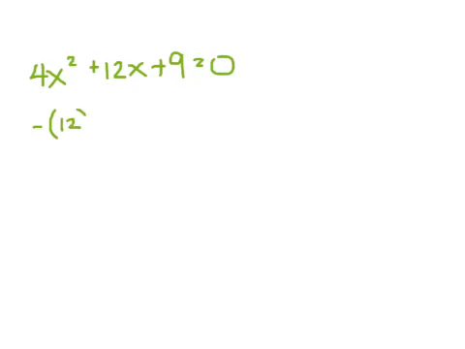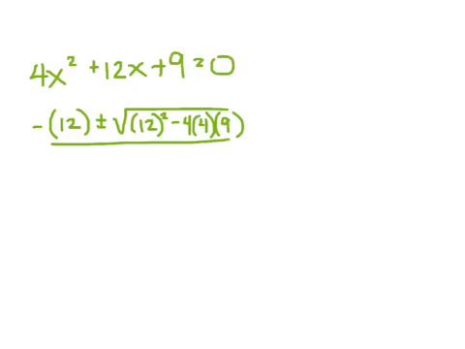Do one more with you. 4x squared plus 12x plus 9 equals 0. Okay, again, first thing I'm going to do, make sure it's equal to 0, which it is. Now I'm going to put my numbers into my spots. So minus the b, which is 12, plus or minus the square root of 12 squared, minus 4 times the a, which is 4, times the c, which is 9, all over 2 times a.